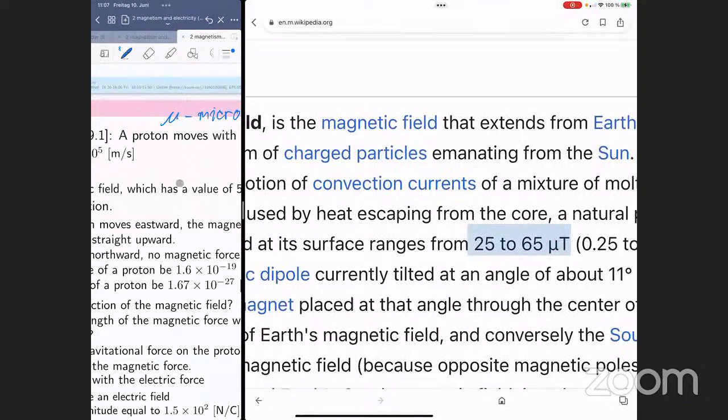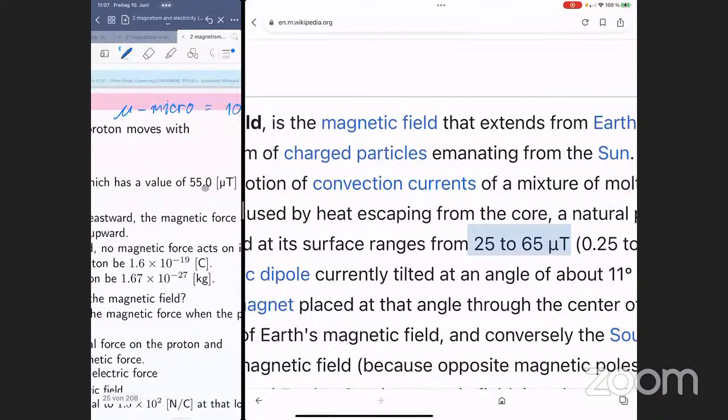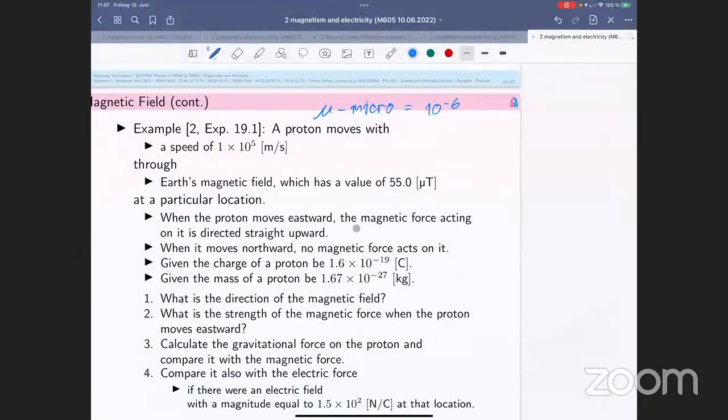Okay, so 55 is in the middle. But it depends on the location on Earth where you live, what country you are in. The magnetic field on Earth might be different, but in this problem, they say 55 microtesla at a particular location.